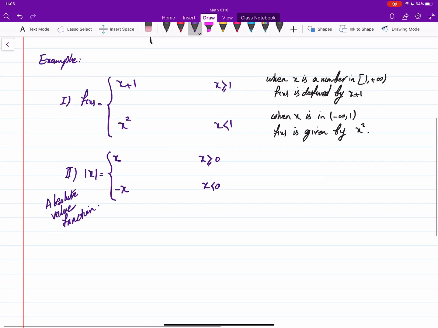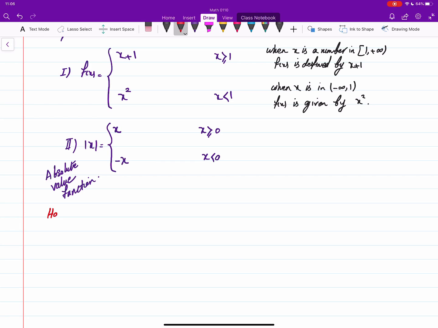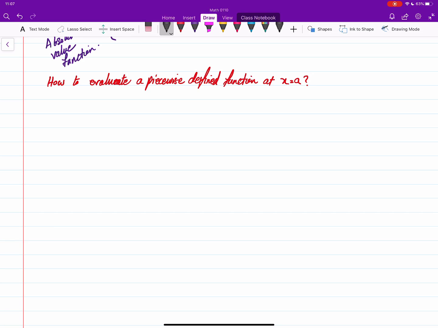And what is different about piecewise defined functions? Evaluating a piecewise defined function at a point x equal to a. When someone gives you a piecewise defined function and asks you what the value of the function at a is, the first thing to do is find out to which part of the domain a belongs.